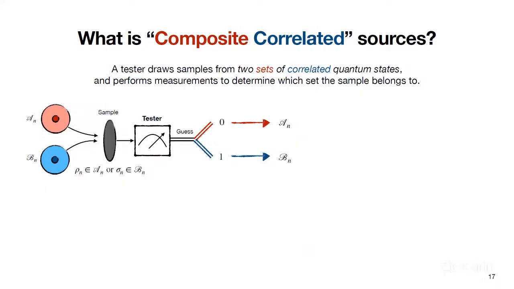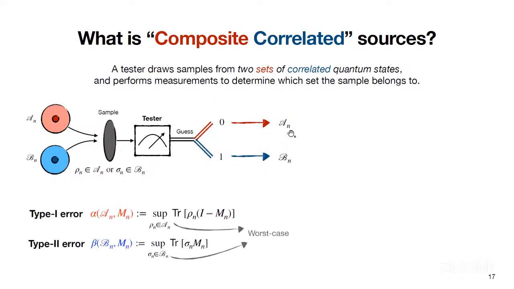So mathematically, it can be easy. So you have two sets of quantum states. Okay, not rho and sigma, but the two sets, A n and B n, and you don't know which one it is. Again, you can draw samples from these two sets, and then make measurements to test the sample and make decisions based on the data that you collected, whether it's coming from A n or coming from B n.